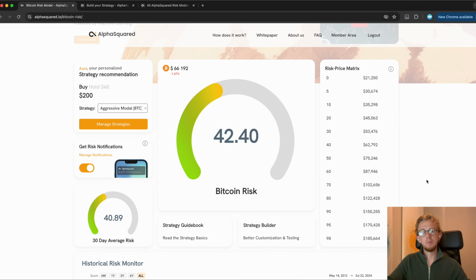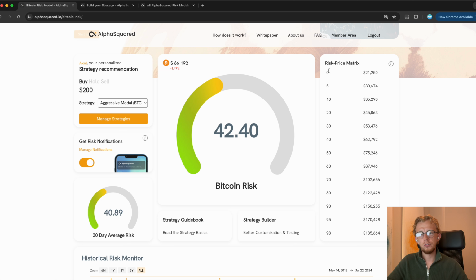Let's move on to talking about the hypothetical risk price matrix and how it can be used in your strategy. The hypothetical risk price matrix shows you what price corresponds to what risk level in the current market conditions. So it allows you to set limit orders according to your strategy, helping you to semi-automate your approach. It's very important to understand that these are hypothetical scenarios. They have proven very effective for Bitcoin, but they may vary for other assets.